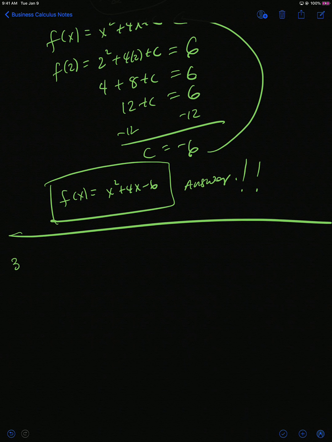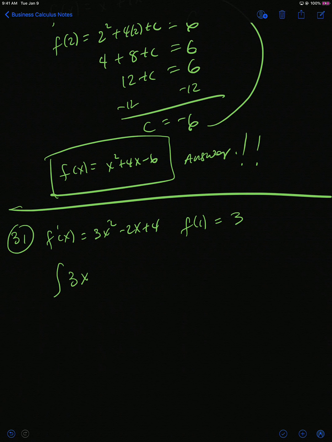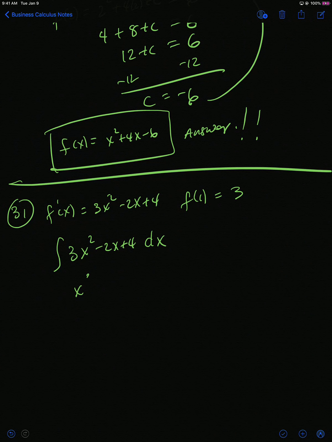So, number 31, again trying to find f, the derivative is 3x squared minus 2x plus 4, and when I plug in 1 into the original function, the answer is 3. So I integrate 3x squared minus 2x plus 4, dx, and that's going to be x cubed minus x squared plus 4x. Notice how I just skipped to the answer right here. Some integrals are pretty easy, and you can just look at them and figure out the answer. But don't forget the plus c. So my function is x cubed minus x squared plus 4x plus c.